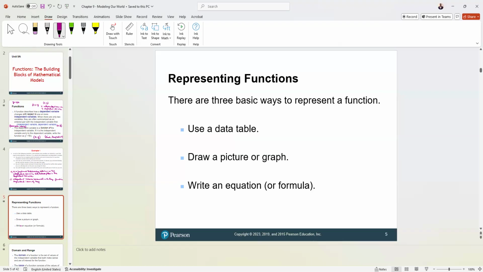And the third way we can represent functions is to write a compact mathematical representation of a function in the form of an equation or formula, like the Pythagorean theorem. Or if you know the formula for the perimeter of a rectangle, the circumference of a circle, the area of a trapezoid, or the volume, and so on. So sometimes we use formulas, sometimes we use graphs or tables. Pictures are one of them as well. So how do we go with that?